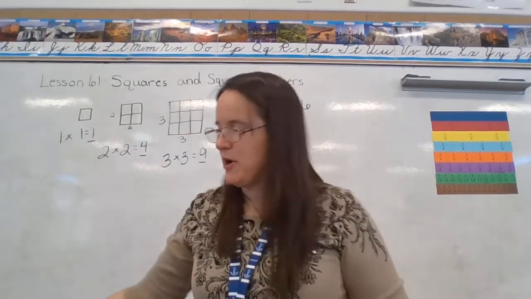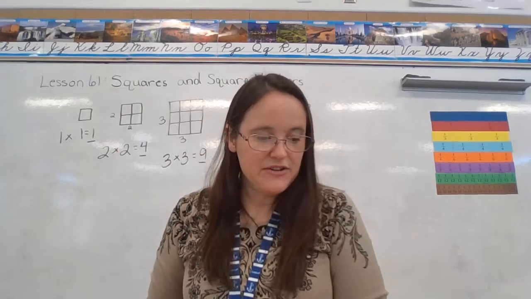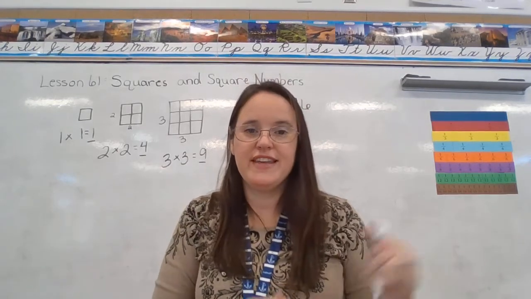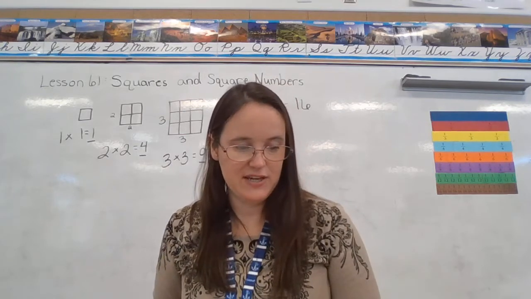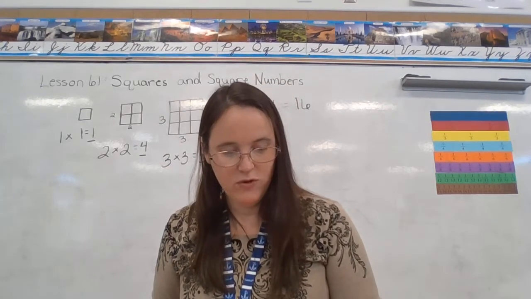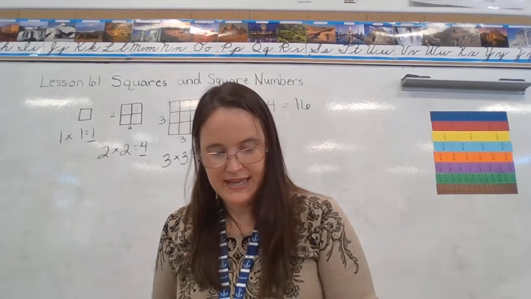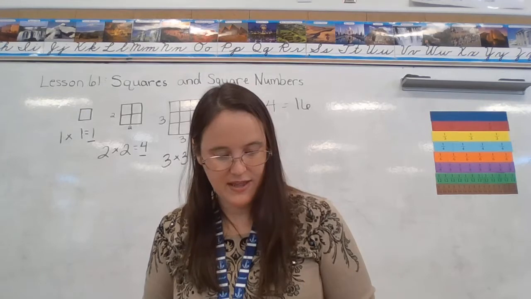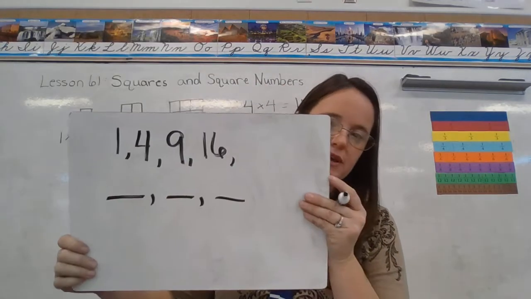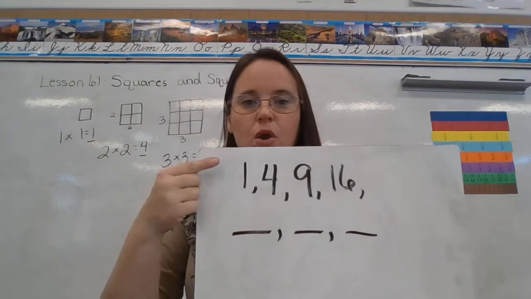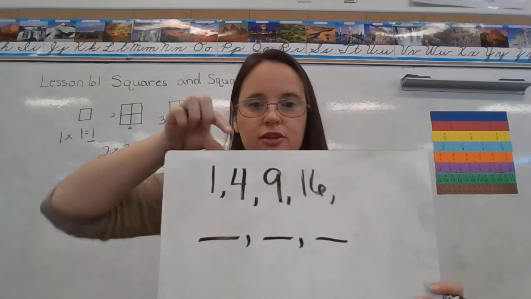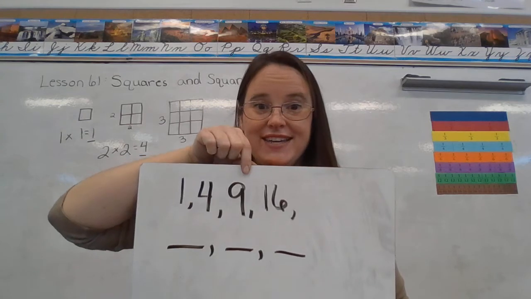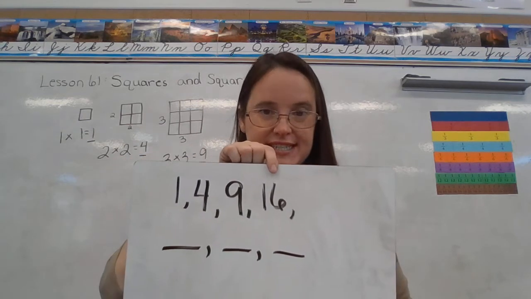The next problem, C, says here is a sequence of square numbers. What are the next three numbers in the sequence? So we have 1, 4, 9, 16, and they want the next three. So here we go. 1 times 1 is 1, 2 times 2 is 4, 3 times 3 is 9, 4 times 4 is 16.